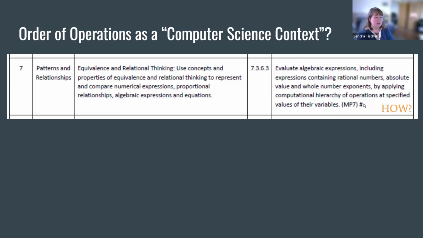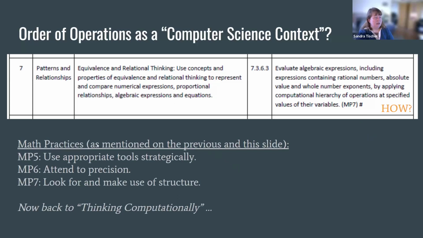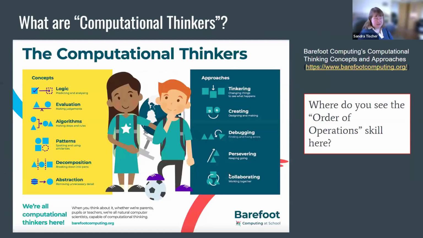So the question is, how does the computational thinking skill come in this? And again, if you look at those little numbers here, just as a side note, MP7 in this case means look for and make use of structure. The skill before was use appropriate tools and attend to precision. So what does this thinking computationally mean?